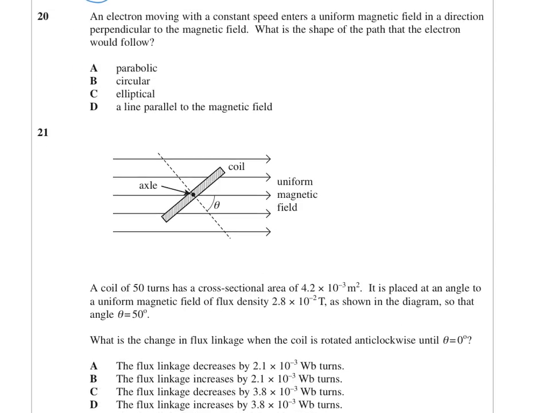An electron moving with constant speed enters a uniform magnetic field in a direction perpendicular to the magnetic field. So we've got force is constant but perpendicular to the motion, so we're going to end up with a circular motion.